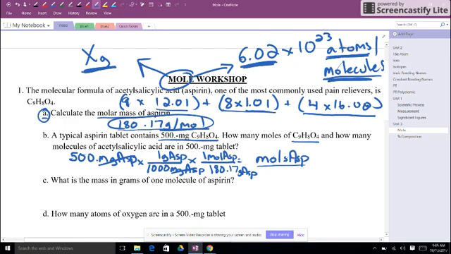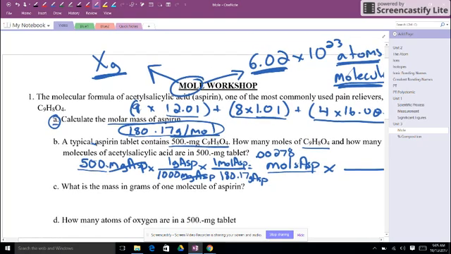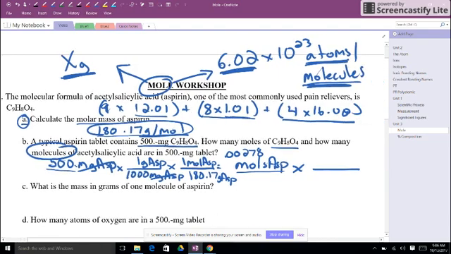Now, on my calculator, I'm going to take 500, divide it by 1,000, and then divide it by 180.17. I'm going to look again at my 500 dot and remember that that's 3 sig figs, and then I get 0.00278 moles of aspirin in 500 milligrams of aspirin. Now, since this was a two-part problem here, I'm just going to keep going here. And it was also asking for how many molecules of acetyl salicylic acid are in that tablet.